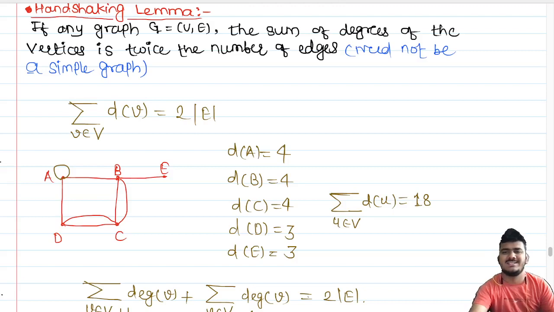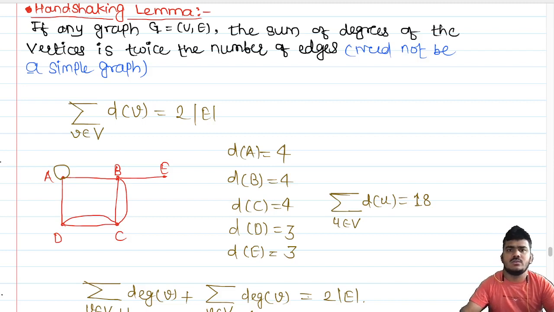Hello students. In last class we have seen about the Hamiltonian circuit and Hamiltonian path. So in this class we are going to study about what is handshaking lemma. Lemma means one of the theorems, we can say, which is already proved. We just have to remember what that lemma is.